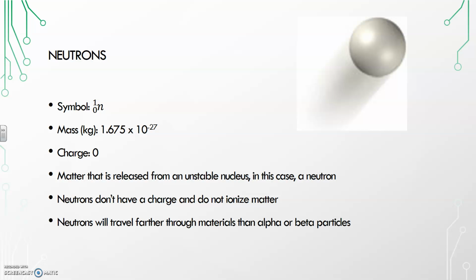They will travel farther through materials than alpha or beta particles, simply because they're not really interacting as much. Okay, with alpha particles, you have both the mass and the +2 charge that's causing it to interact with things. With beta particles, you have that -1 charge. Okay, but here with neutrons, you don't have a charge, and you have about 1/4 of the mass of an alpha particle. So it can still travel pretty quickly and pretty far.